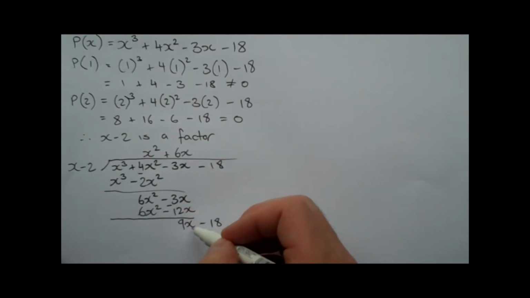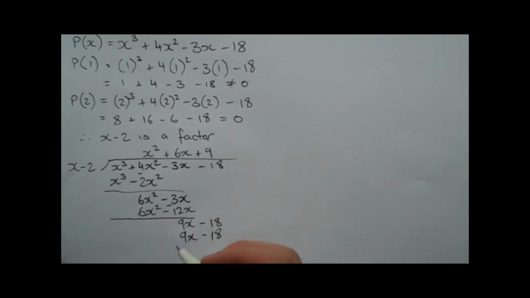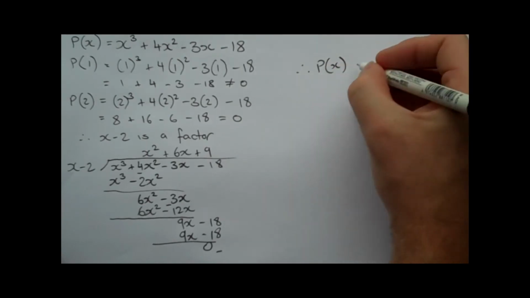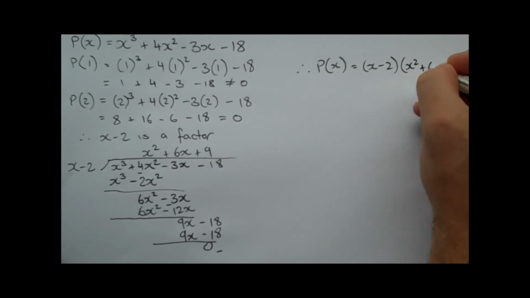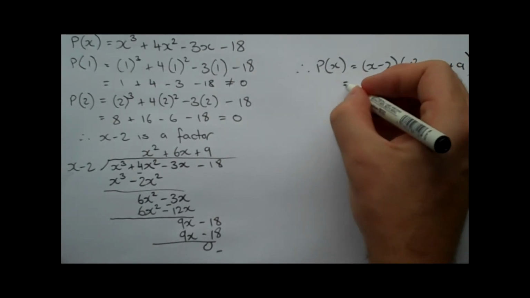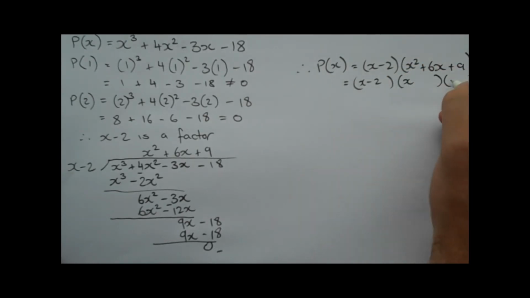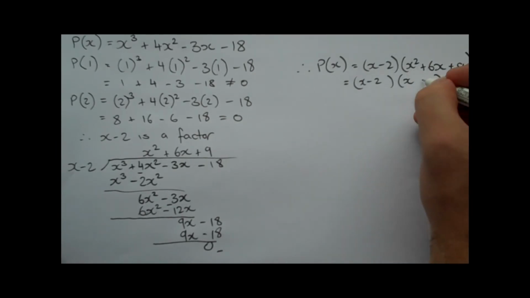What do we have to multiply x by to get to 9x? It's positive 9. 9 times x is 9x. 9 multiplied by negative 2 is negative 18. Perform a subtraction and we get a remainder of 0. So therefore, we can now say that p of x is equal to x take 2 multiplied by x squared plus 6x plus 9. And we can factorise this further quite easily. What we're actually looking for are two factors of 9 that when we add or subtract will give us 6. So the answer is 3.